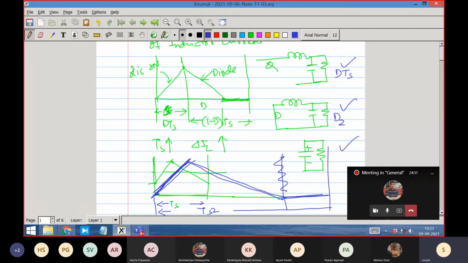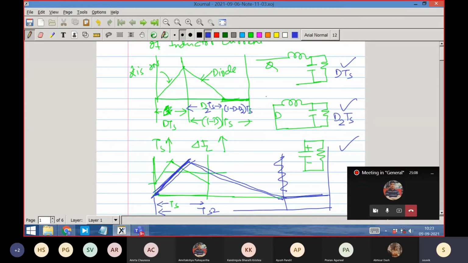I will say the diode conduction is D2TS. This duration is D2TS now. That is what I will define now, right? So the remaining period is how much? 1 minus D minus D2 into TS. That is the duration when inductor current is 0, right? So I have to now readjust my volt second equation and find out a new formula for the conversion ratio.